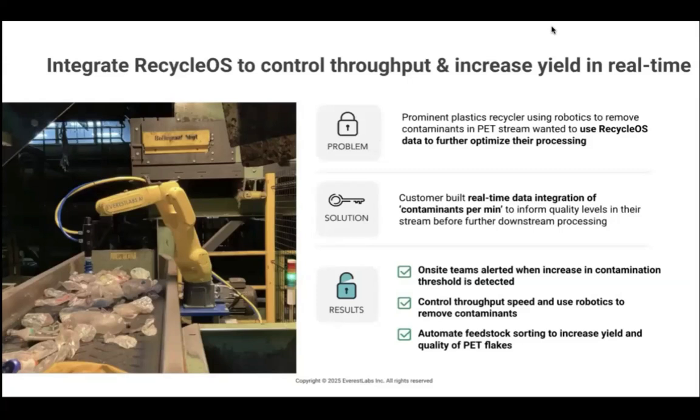So this client has their own thresholds set in their processing, like 10 contaminants per minute or 100 parts per million. And using the data from our cameras, they can be alerted if that threshold is met. Then they can stop the line or they can divert the stream from going into the wash process and perform additional quality control on it to make sure that it's optimal for further recycling. And this really just allows them to have better control over the quality of their end feedstock. And if I didn't already mention this, the data integration is truly real time, which allows them to act fast and adjust their processing accordingly. So pretty cool stuff.